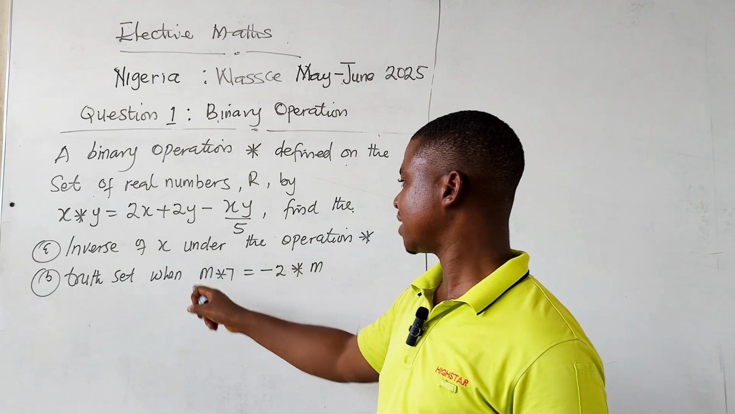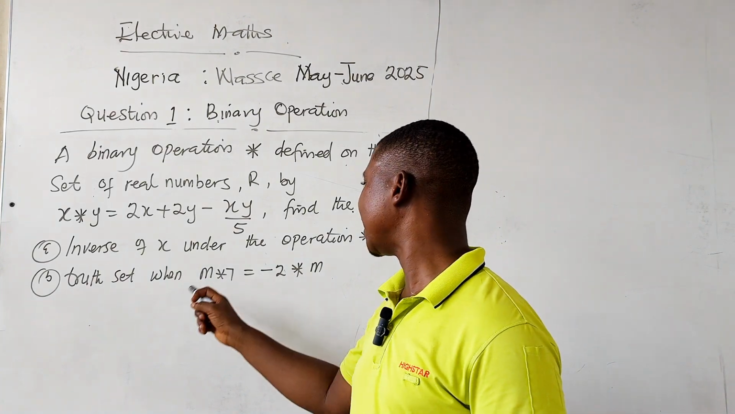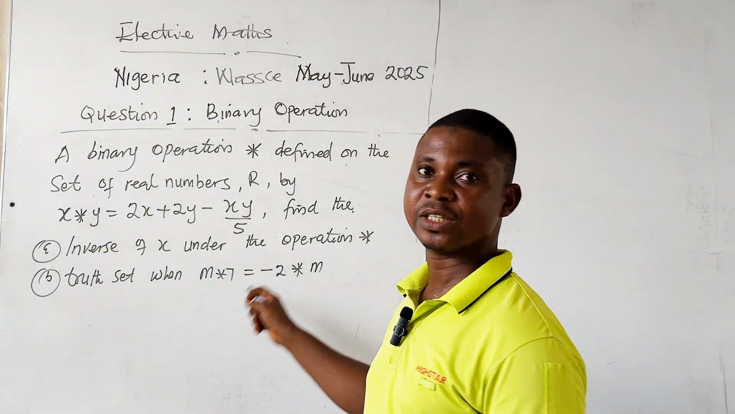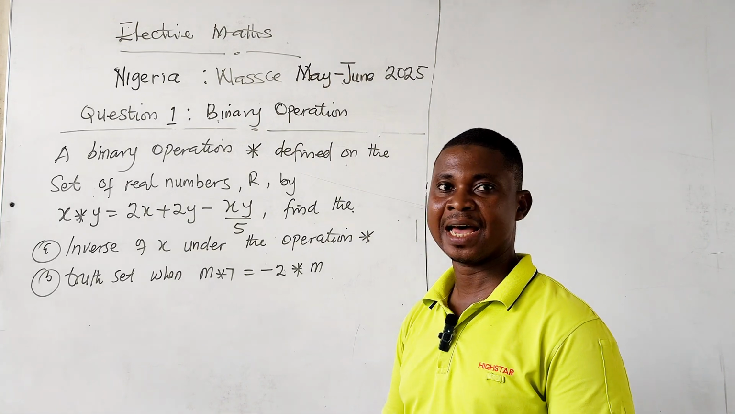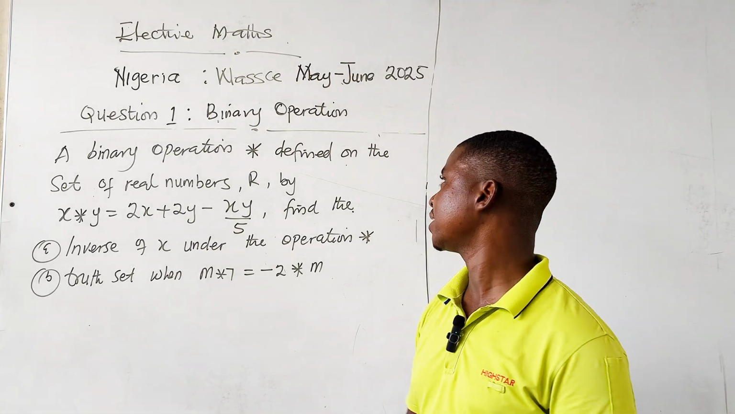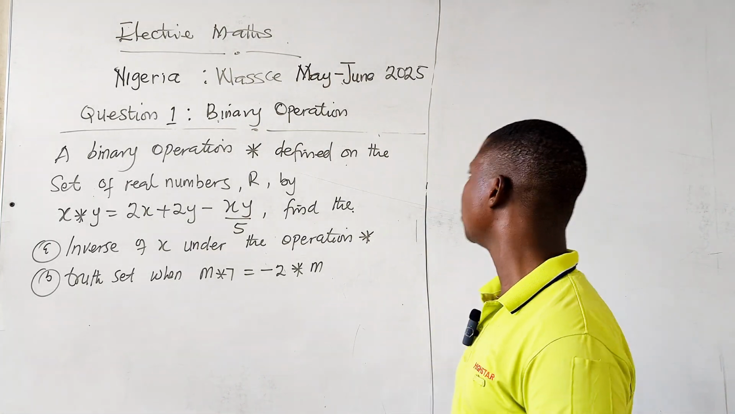B, find the truth set of m when m star 7 is equal to negative 2 star m. This is our question. So let's go to our solution.